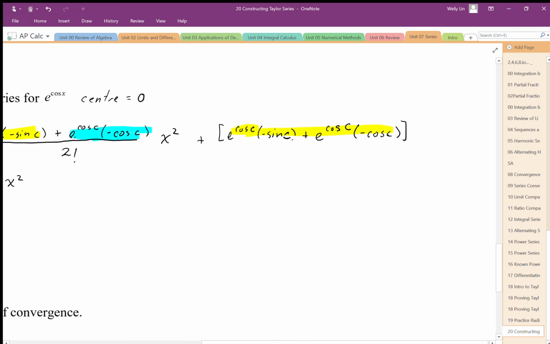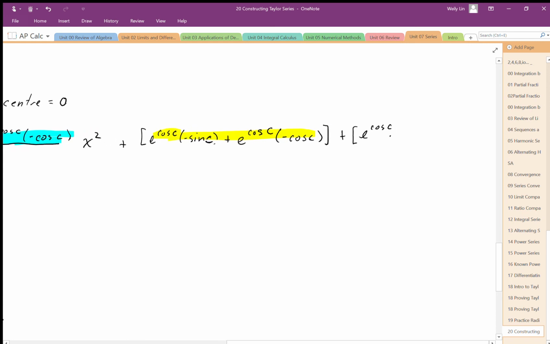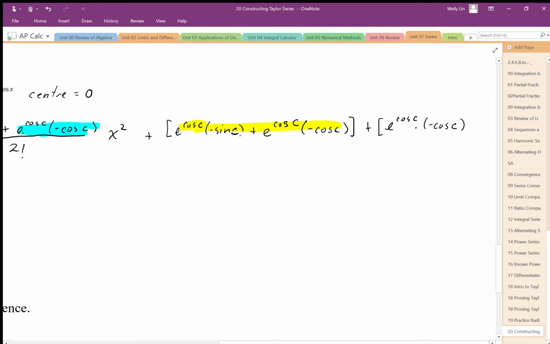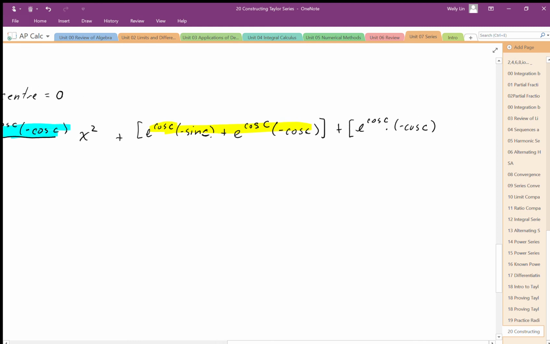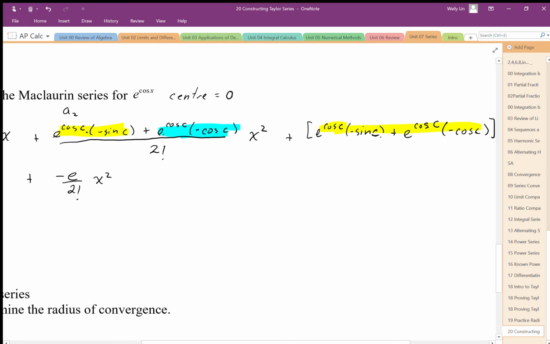Okay, so plus, differentiating that is going to be e to the cos c times cos c, negative cos c. Okay, and then, did this wrong.